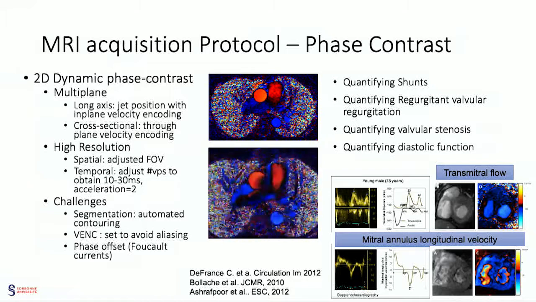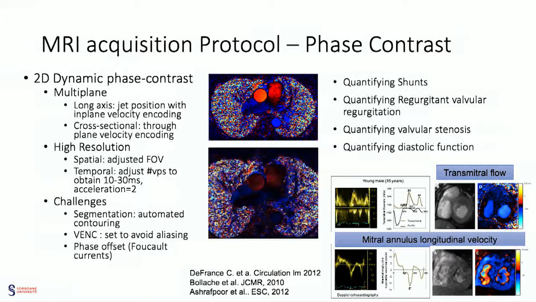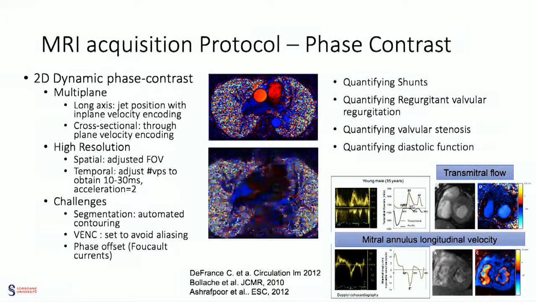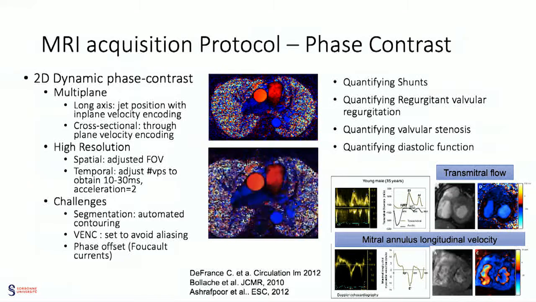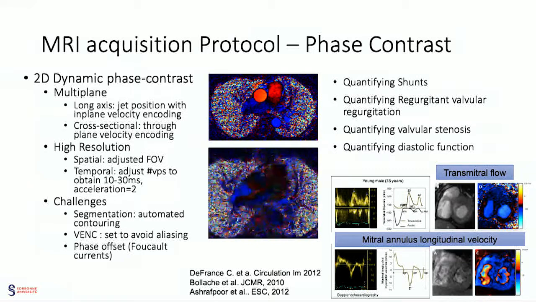In everyday practice, of course, phase contrast, even 2D, plays a role in most centers. The problem here is you have a multiplane acquisition, and this is a problem if you have problems with jet orientation. It can be of very high both spatial and temporal resolution. Below 10 milliseconds is possible with acceleration and the views per segment properly set. And one of the main challenges remains the proper segmentation, VENC issues, and also phase offset corrections that are now widely available in the software.